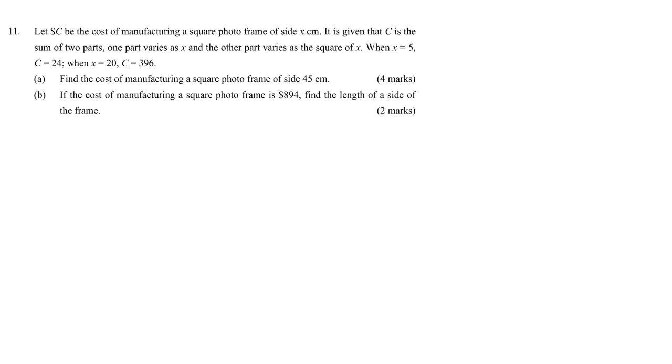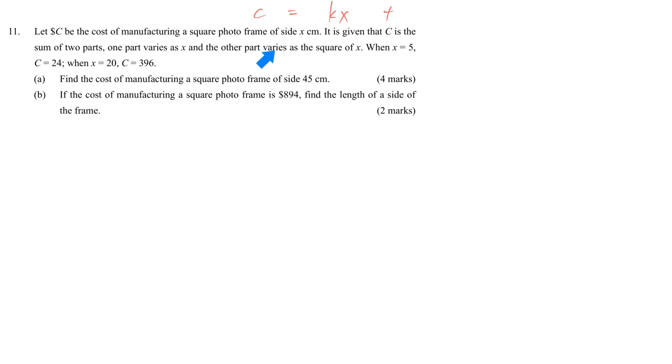For variation problems, the most important thing is to get the structure clearly. So you should spend more time to read carefully, and make sure you don't make any mistake. They say that C is the sum of two parts. That means C is equal to something plus something. The first part is varies as x. That means we don't know how many times, but it's something times x. And then another part varies as the square of x.